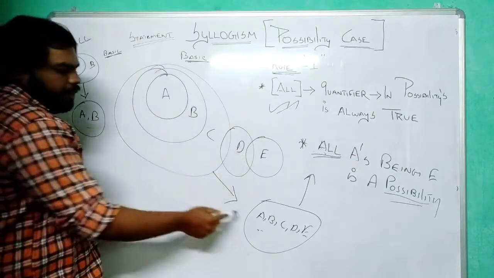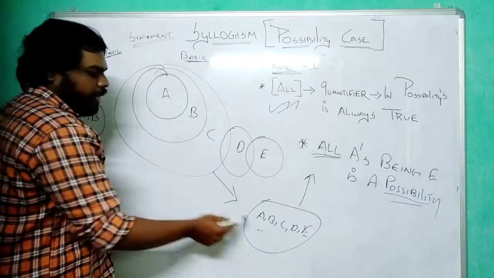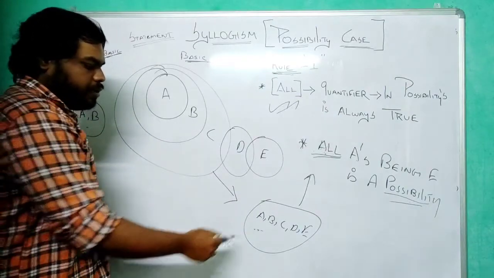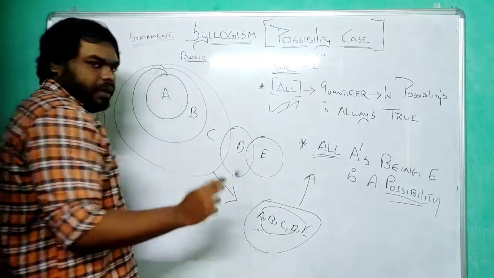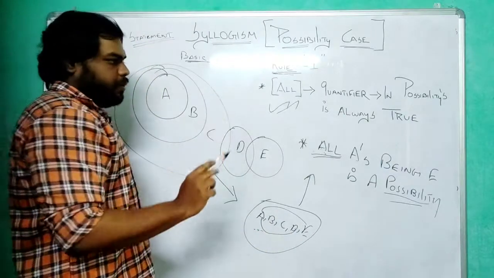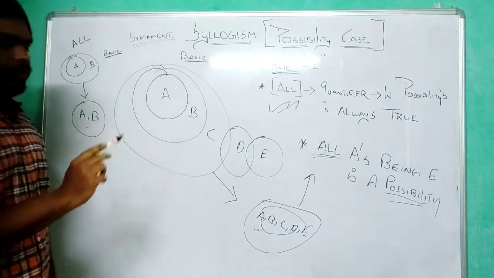I can completely bring all these Venn diagrams into a possibility case like this, right? So I can always say A and E are connected, A and D are connected, right? This is a definite possibility. So this is rule number 1.